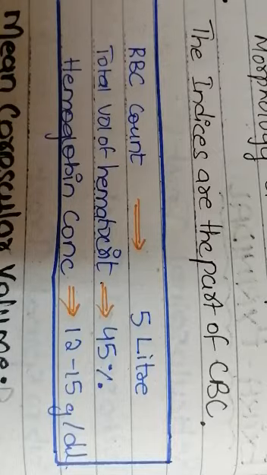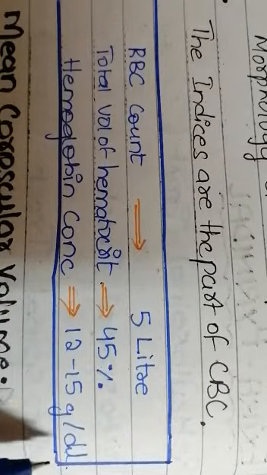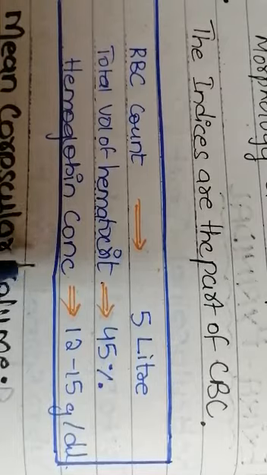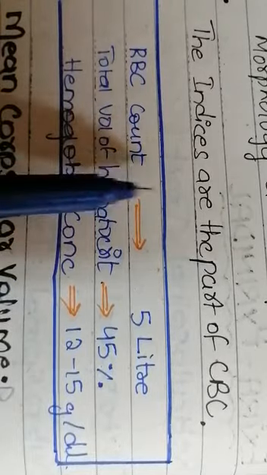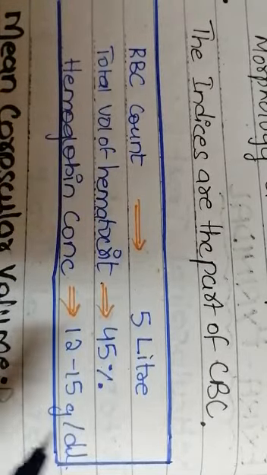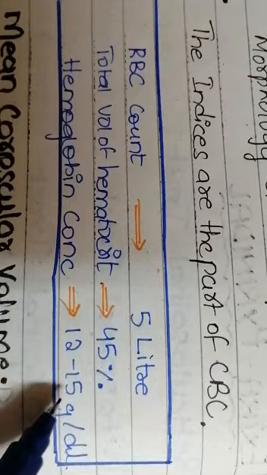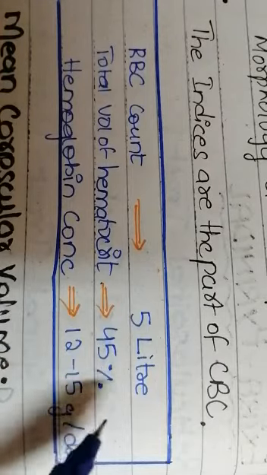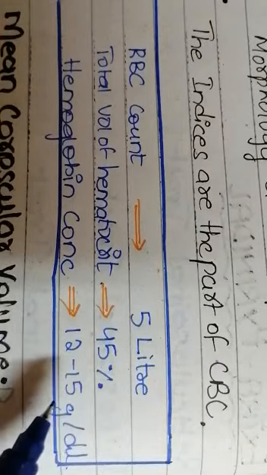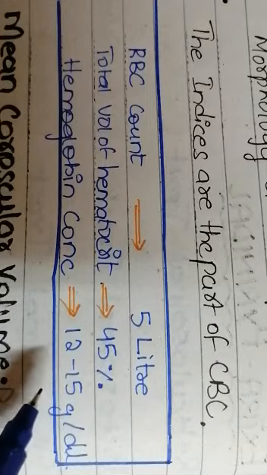The normal value of hematocrit is about 45%, and we check the hemoglobin concentration, which is about 12 to 15 gram per dl. If the hemoglobin concentration is increased or decreased, or the RBC count is increased or decreased, we will go for other tests, because these are the general pre-measures for anemic conditions.